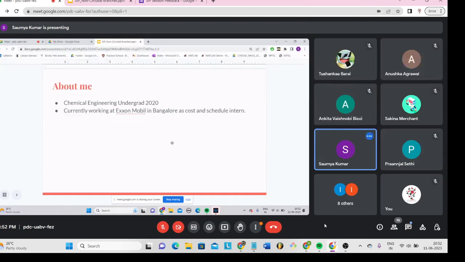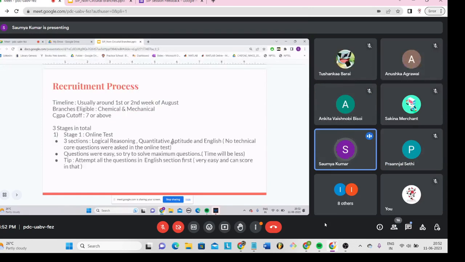Okay, so let me first discuss the timeline when Exxon Mobil generally comes to campus. It will be around the first or second week of August. For me, it was on the 1st of August that they took our online test, and on 11th of August they conducted my GD and interview on the same day. So they take the GD and the interview on the same day, so you will have to be prepared for both of them for the same day only.